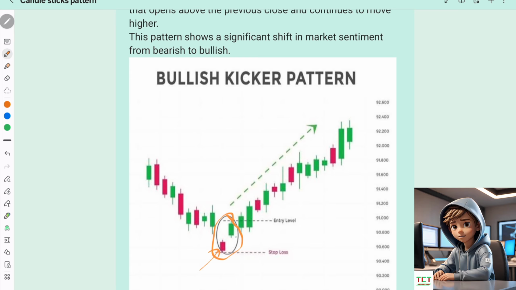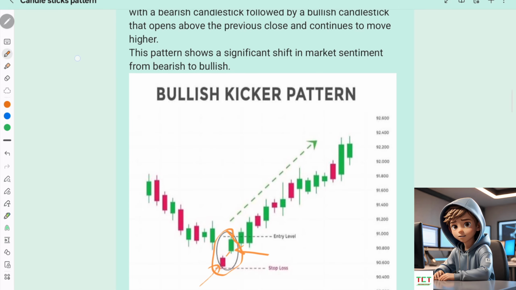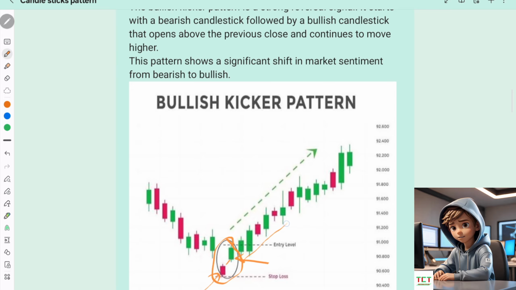But then comes the second day, and this is where the magic happens. The market opens with a big gap up, meaning it opens much higher than the previous day's close. And it doesn't stop there. The entire day continues to be bullish, forming a strong green candlestick that moves even higher. The bullish kicker pattern is a strong reversal signal.